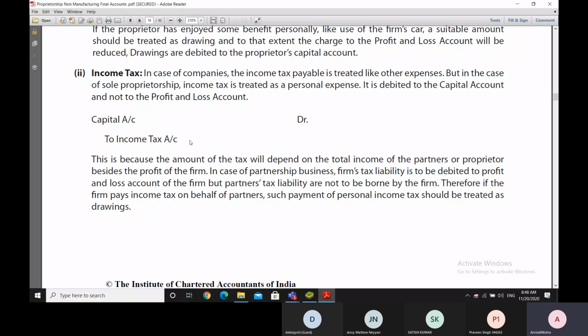So as we can see here, the initial entry when the payment is made will be bank account credit and income tax account debit. And thereafter, we transfer this entry to the capital account of the proprietor by crediting the income tax account and debiting the capital account.